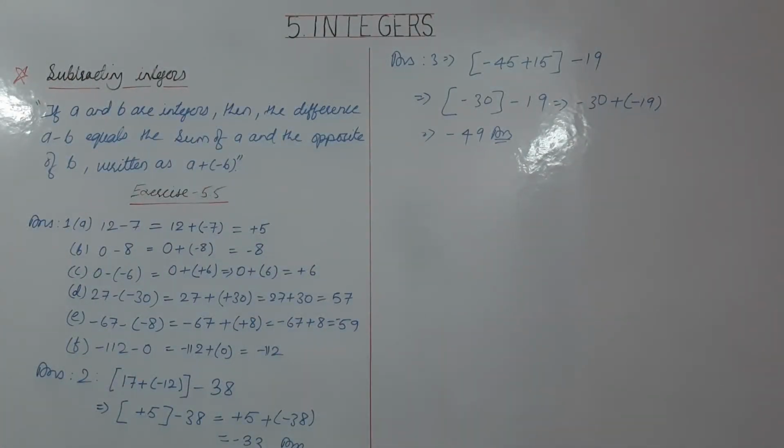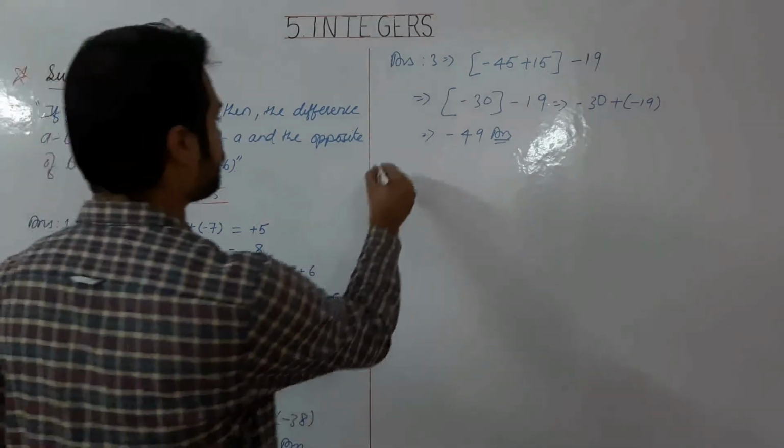The next question, number 4. To the difference of minus 30 and minus 5, add minus 20. To the difference of minus 30 and minus 5.